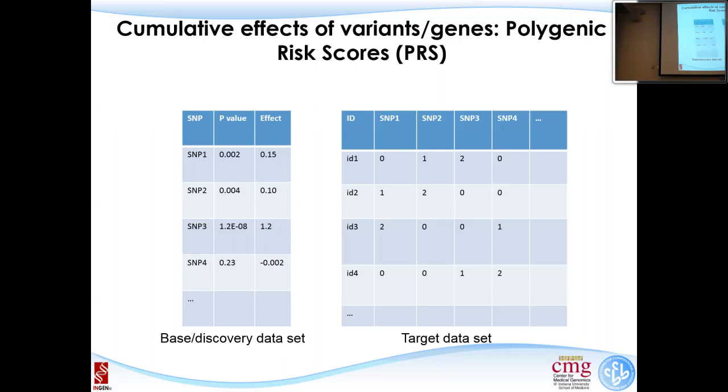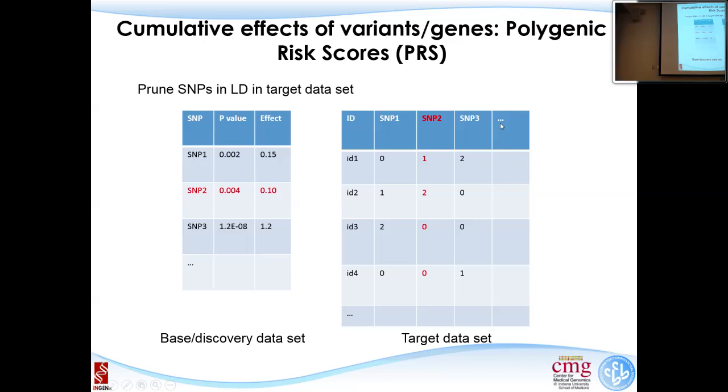Okay, this is how it works. You have a discovery data set and a target data set. For your discovery data set, you have a p-value and effect for a bunch of SNPs across the whole genome, and the same bunch of SNPs in your target data set. You have person one, person two, person three. First of all, you try to include the SNPs, say, with a p-value less than 0.25. So this SNP is gone, and this SNP is not going to be used.